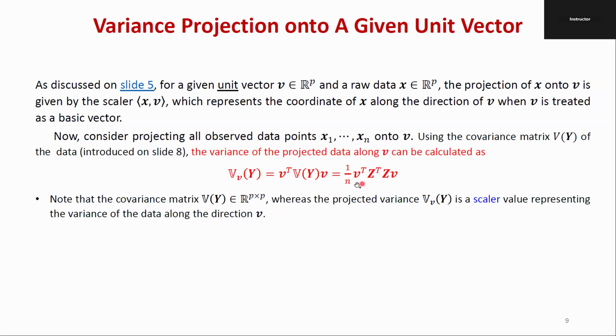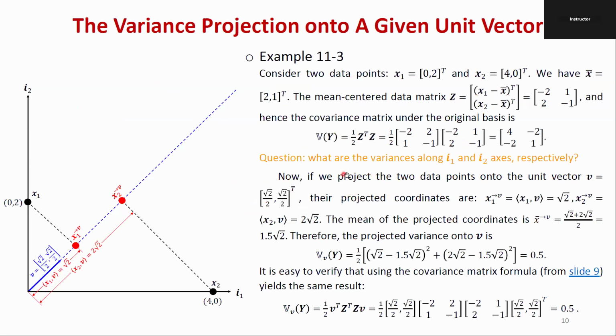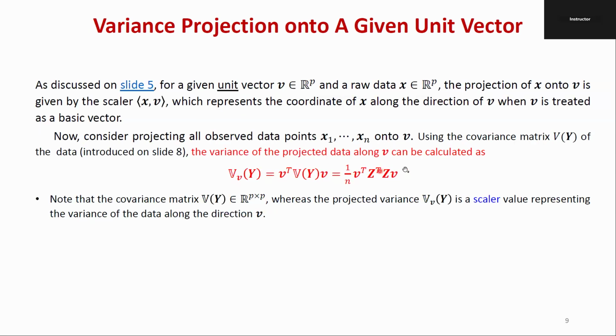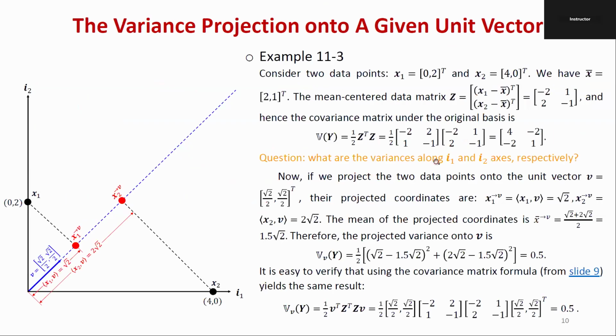So now if I have one V already like this, I can make it to be all directions and make the whole thing. But before that, let me just show an example to verify that this formula is actually correct. Okay, so now consider two data points, which are x1 equal to (0, 2), and x2 equal to (4, 2) in our original feature space, which is I1 and I2.